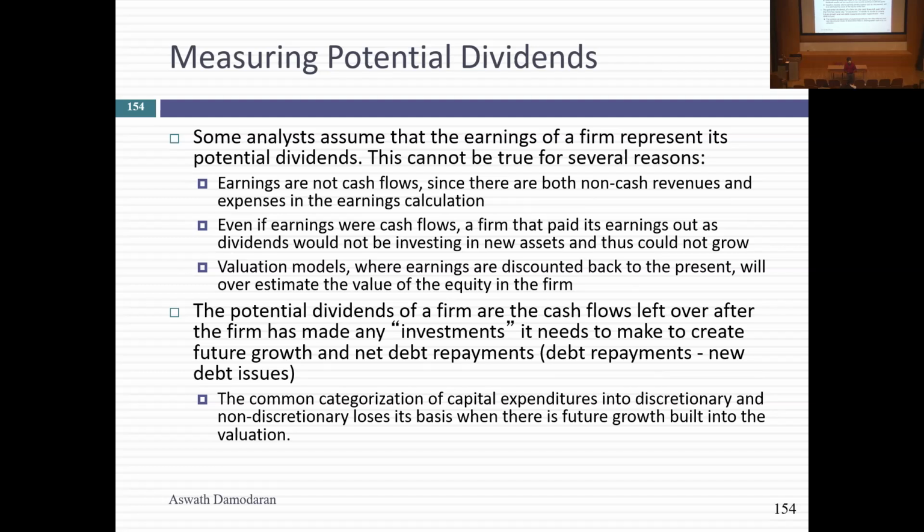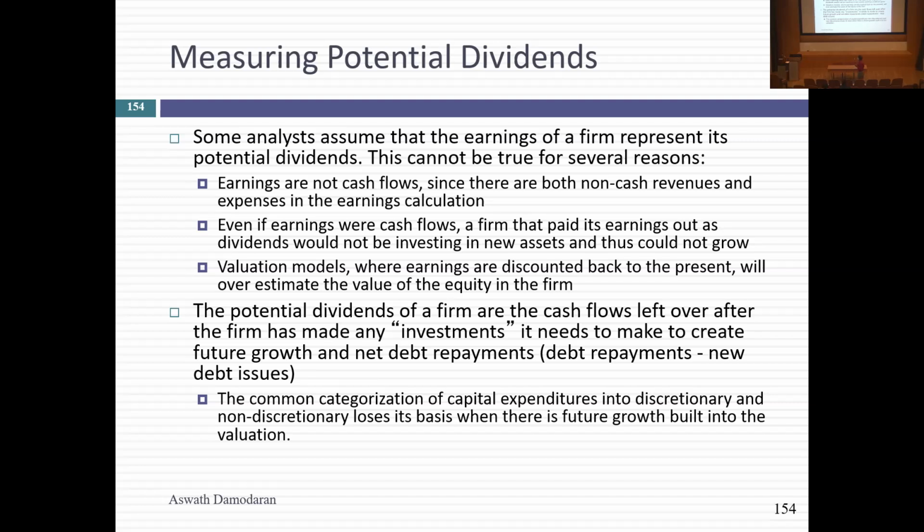If you do pay earnings as dividends, what's the only growth rate that is consistent with that assumption of all of the earnings being paid out as dividends? It has to be zero. Why? Because if you're paying out all your earnings in dividends, you're reinvesting nothing. That's okay. But don't tell me you're going to grow 10% a year. So if you're going to assume that earnings are dividends, the only growth rate that's consistent with that assumption is a growth rate of zero. You can't have your cake and eat it too.